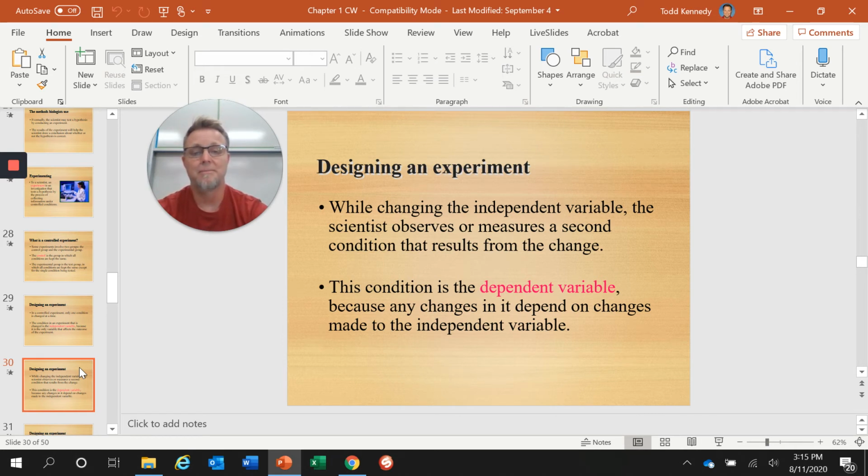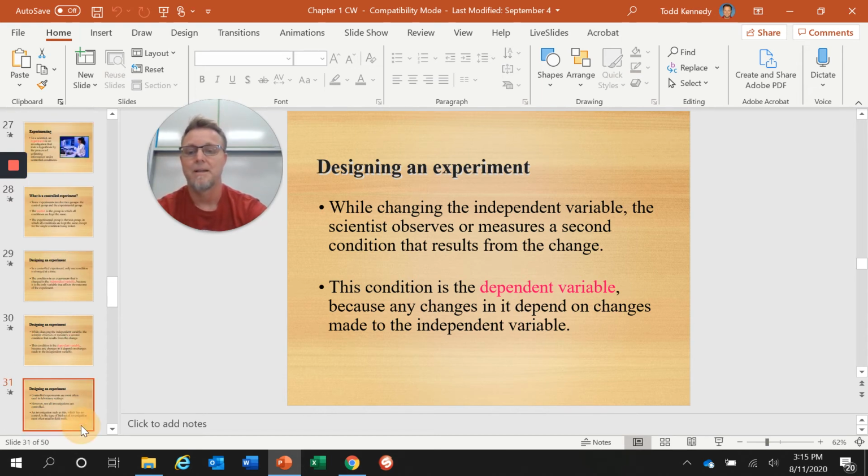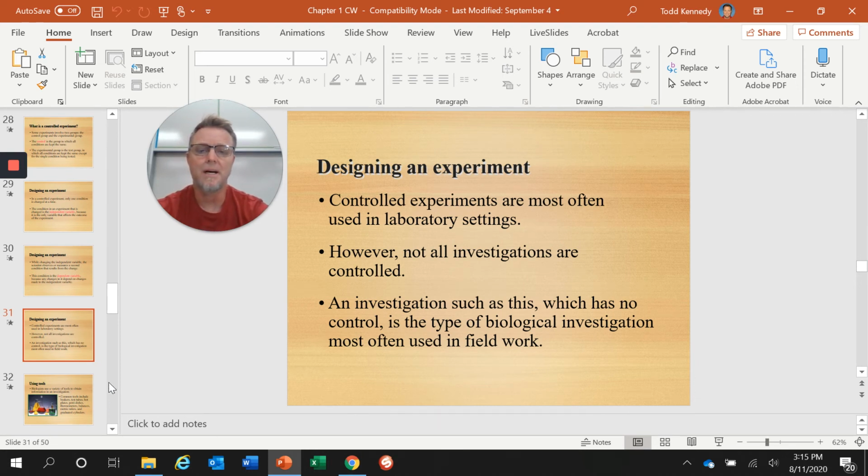The more alcohol I give them, theoretically, the more time it's going to take for them to run through that maze. Now, in my experiment with the rats, that type of experiment is a controlled experiment, but there are some experiments that we do that don't have a control and an experimental group. Those types of experiments that are not controlled are basically referred to as a biological investigation, or basically, observational experiment.